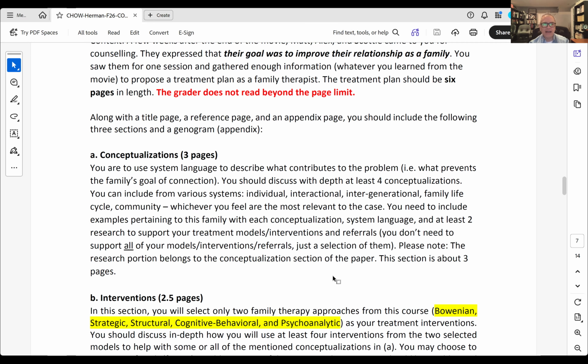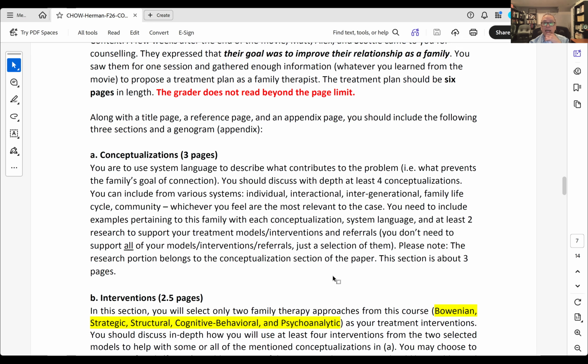Here I listed 5 systems: individual, interactional, intergenerational, family life cycle, and community. Those are systems, not directly conceptualizations. So when I say at least 4 conceptualizations, you can pick 2 from individual, 1 from interactional, and 1 from intergenerational, if you wish. You don't have to use all of them. Just pick whichever you feel is most relevant.